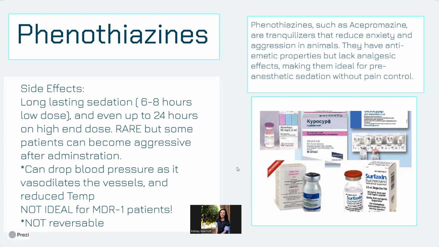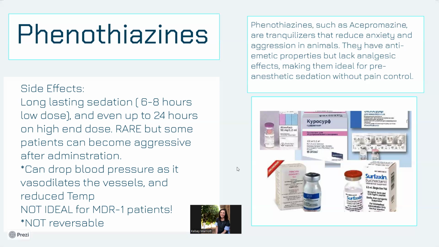Because it's a tranquilizer, we do see long-lasting effects even at a low dose. So our patient will still be super lethargic and not moving and not aware of their surroundings for 6 to 8 hours on the low dose and even up to 24 hours. This might not be ideal if we do have a compromised patient, because we want them to recover smoothly and be able to be responsive to us. The other thing with acepromazine is it doesn't have any analgesic effects. So we're not going to have any pain control while we're trying to sedate the patient. If that's not our goal, this drug isn't going to be what we want to use.